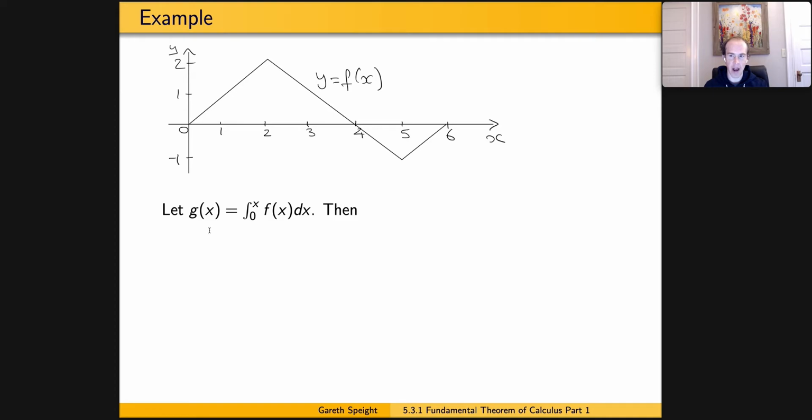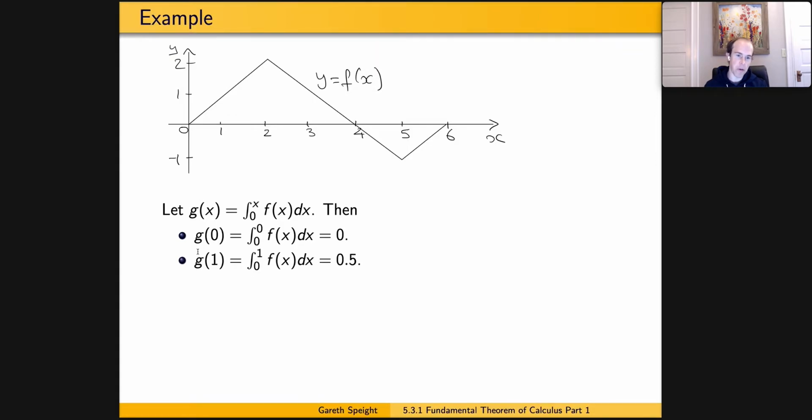Okay, if we plug in different x's, we should get different values of g. So g is a function. So for instance, if we plug in g of 0, that means we replace x by 0. We have the integral from 0 to 0. Okay, the signed area from 0 to 0 is just 0, right? There is no horizontal part. If we integrate from a number to itself, we just get 0.